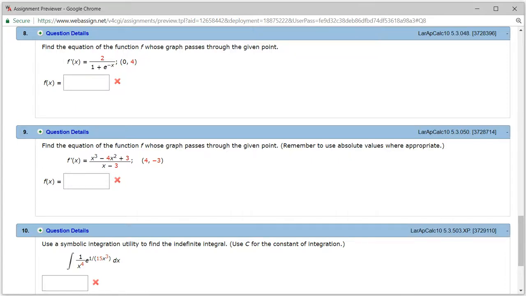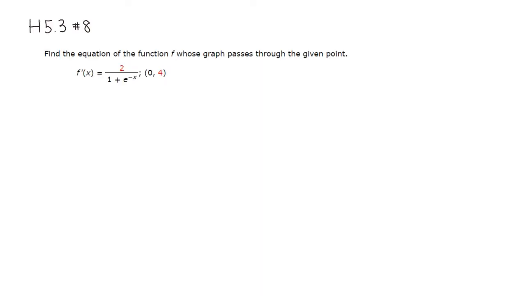All right, let's look at homework 5.3, problem number 8. Given the derivative and the point that the original function goes through, we want to find the function f of x. So let's do that. We want to find the original function by taking the antiderivative of this given function.